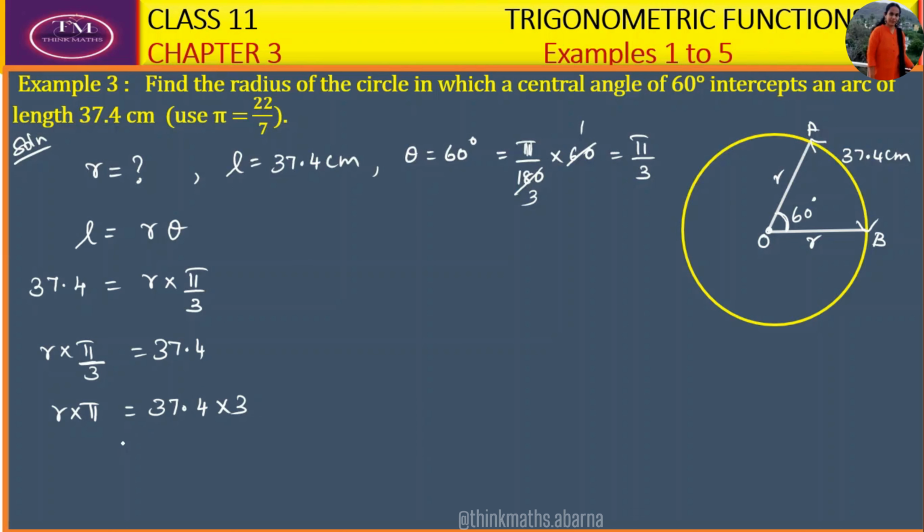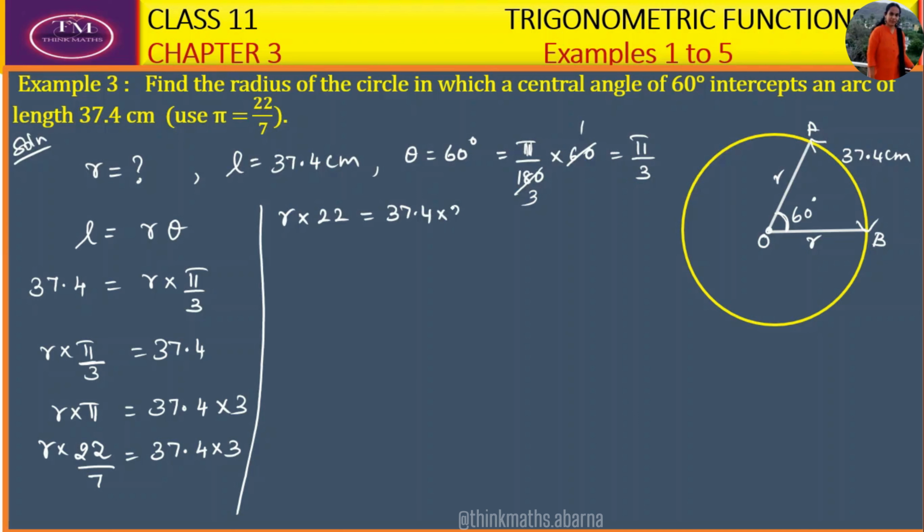Some values get cancelled. After that we will multiply with 3. The pi value is given as 22 by 7. So R into 22 by 7 equal to 37.4 into 3. Now 7 is in the denominator, so take it to the other side. It will go to the numerator. So R into 22 equal to 37.4 into 3 into 7.